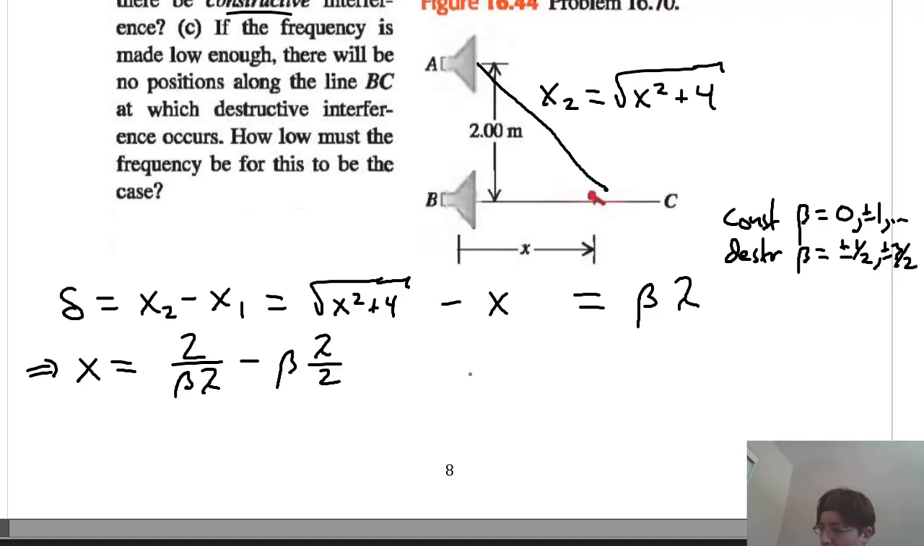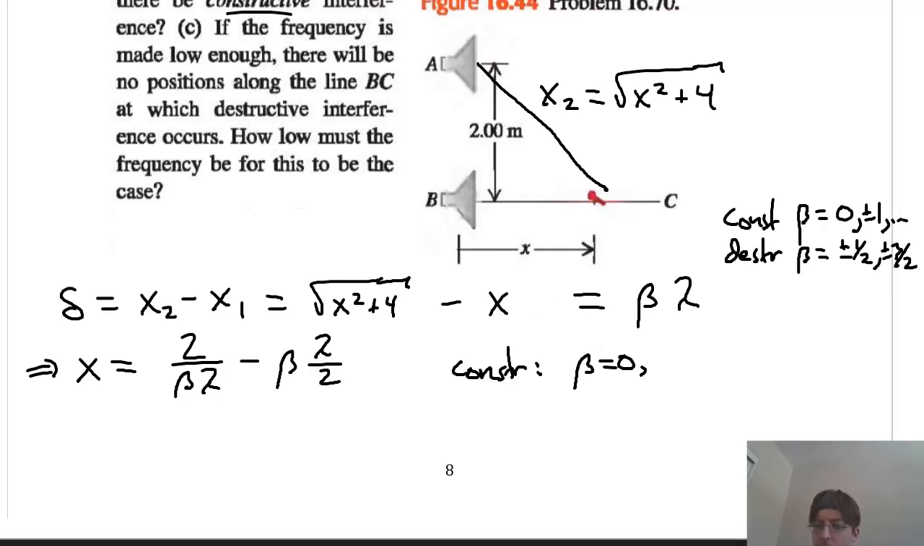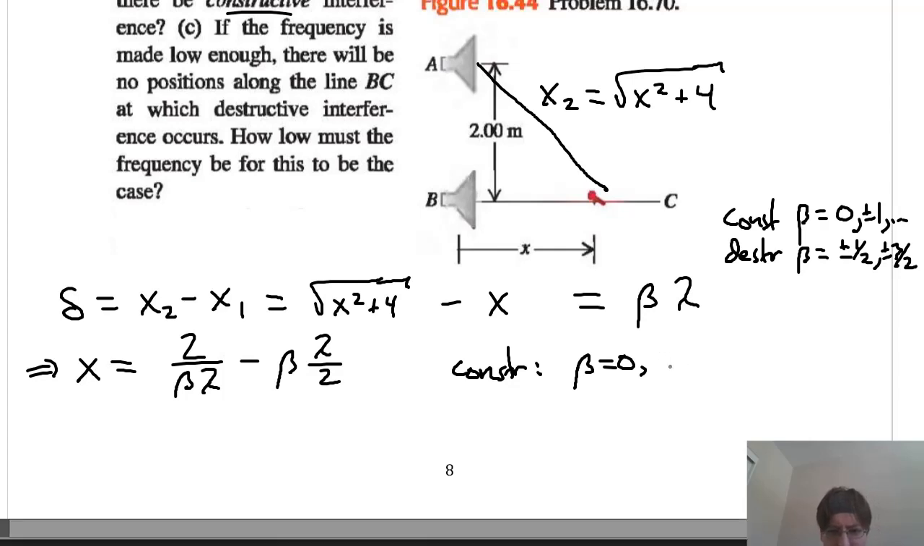Okay, so if I want to find the destructive positions, or let's start with constructive first. Constructive, beta equals 0. Where is beta equal to 0? Well, this term cancels off, but I'm dividing by 0 here. It implies x equals infinity.